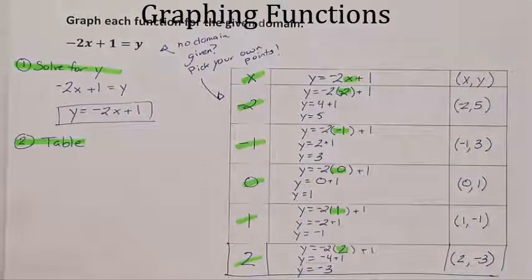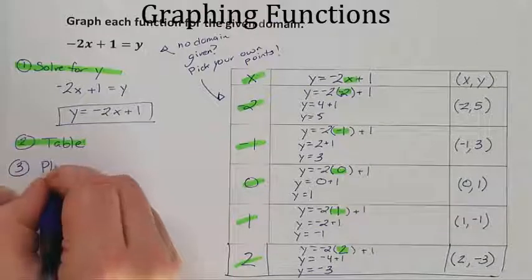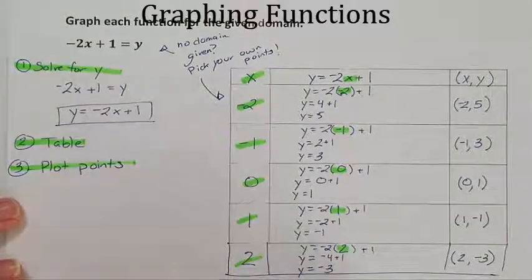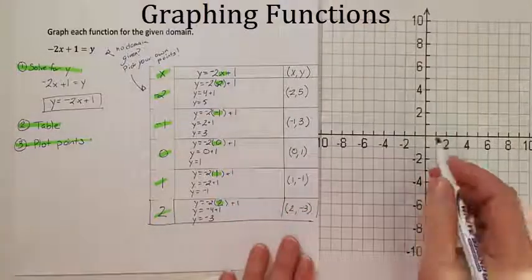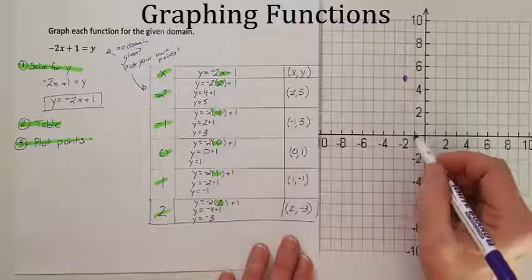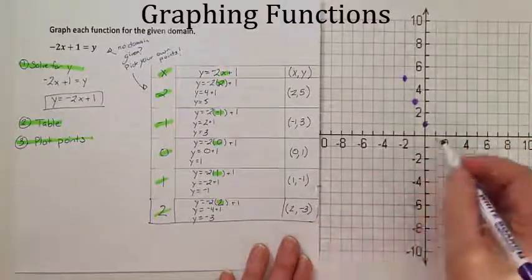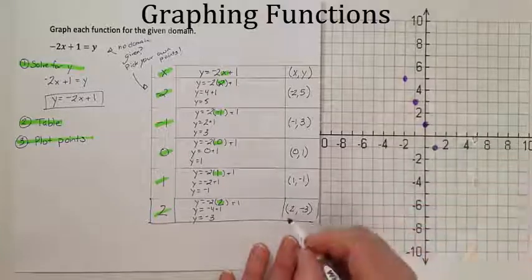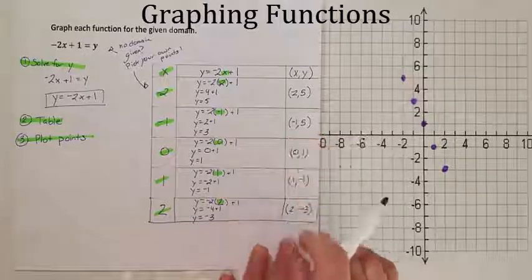So now that we have our 5 points, we need to go ahead and do step 3, which is to plot the points. So step 3 is to plot. So if we are plotting the points, we need a graph paper. -2, 5 is our first point. -1, 3 is the second. 0, 1, 1, -1, and 2, -3. So here are the 5 points that we found.